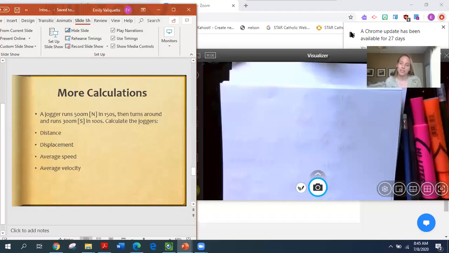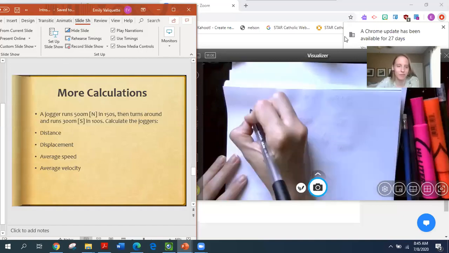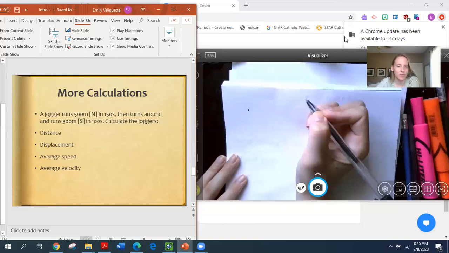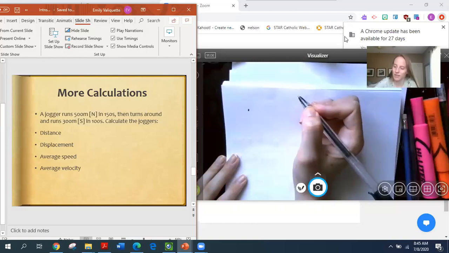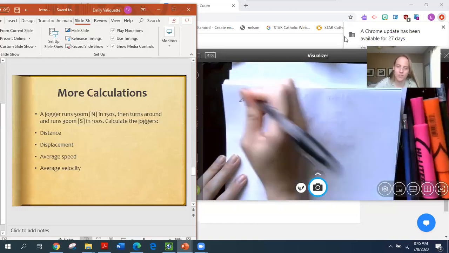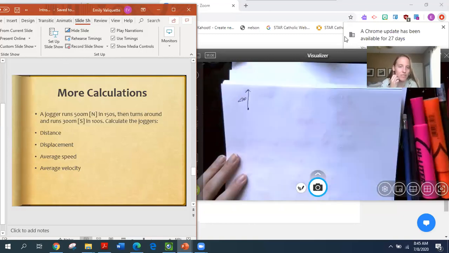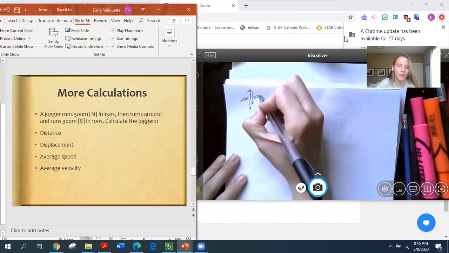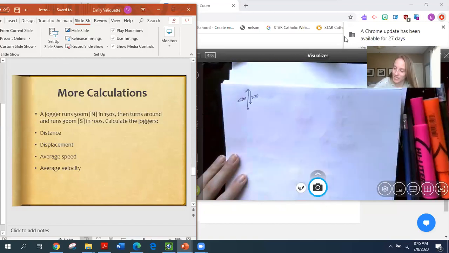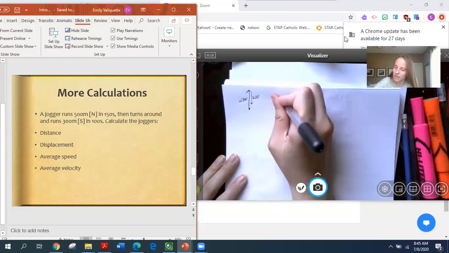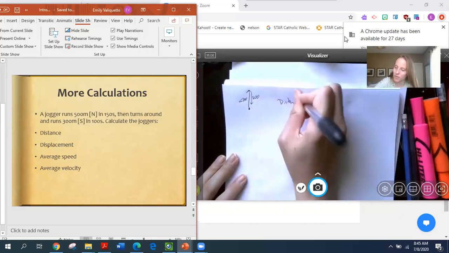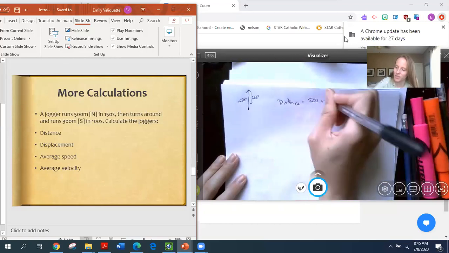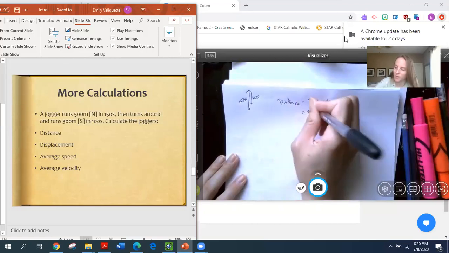Okay, I'm going to start by drawing out a little displacement diagram for what's happening here. So the jogger is running 500 meters to the north, then turns around and comes back 300 meters. So the distance is just going to be 500 plus 300, which is 800 meters.